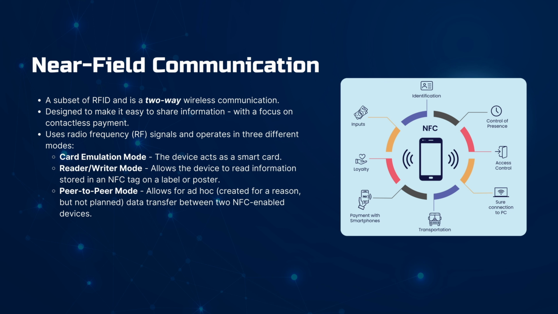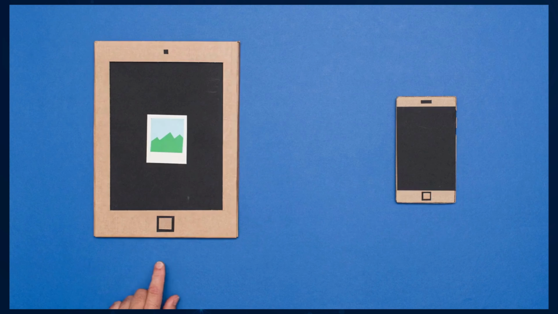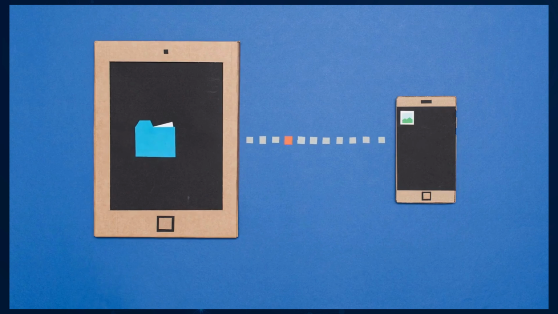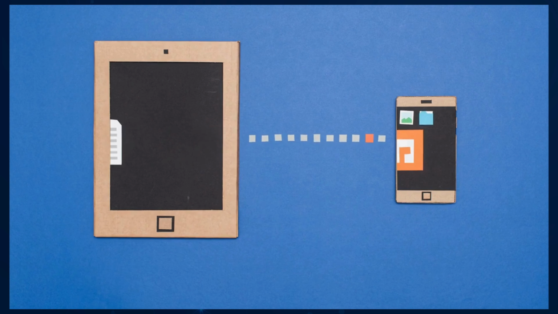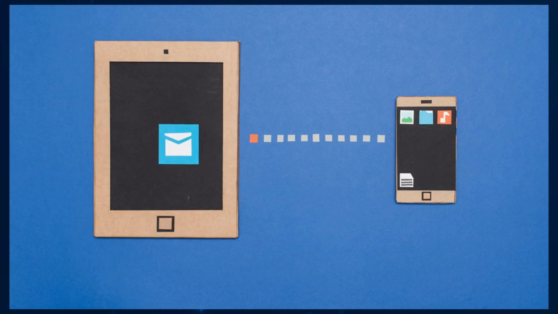Last but definitely not least when it comes to wireless networking standards is NFC, or Near Field Communication. This is a subset of RFID, and it is a two-way wireless communication that is specifically created for sharing information easily. Its primary emphasis is on contactless payments. Operating through radio frequency signals, NFC functions in three distinct modes: card emulation mode, which enables the device to function as a smart card. Then you have reader-writer mode, which allows for reading information from an NFC tag on a label or a poster. Then you have peer-to-peer mode, which facilitates ad hoc data transfer between two NFC-enabled devices.